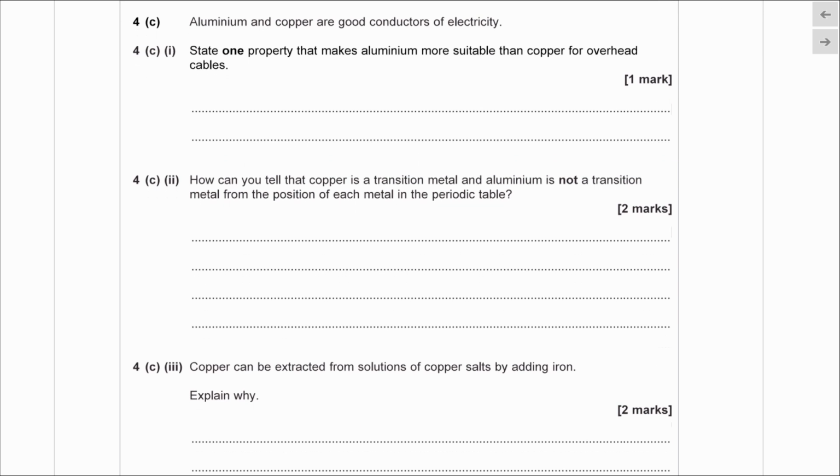So 4c, it says aluminium and copper are good conductors of electricity. State one property that makes aluminium more suitable than copper for overhead cables. Now you learn that one of the main properties of aluminium is the fact that it has a very low density in comparison to its strength. Alright, and copper certainly doesn't. Copper is fairly heavy. So aluminium has a low density, right? Because for overhead cables you don't want it to be really heavy, and a dense material will make something heavy.